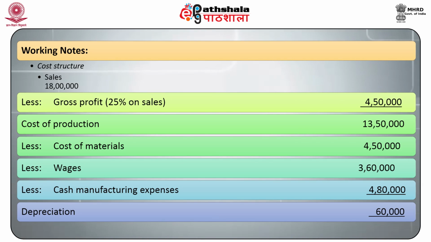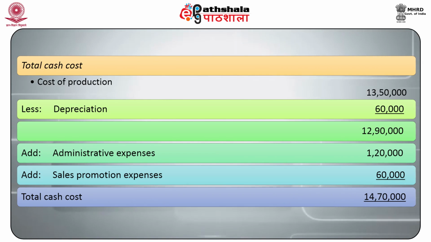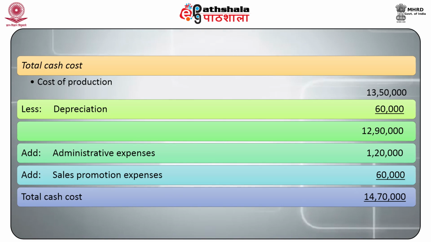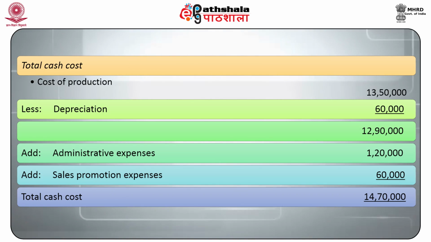We need to calculate the cost structure, which includes the sales less gross profit, then the cost of production, the cost of materials, wages, cash manufacturing expenses and the depreciation. The total cash cost needs to be calculated also, the cost of production less depreciation. Then we have to add the administrative expenses and also the sales promotion expenses. The total cash cost is given by 14,70,000.